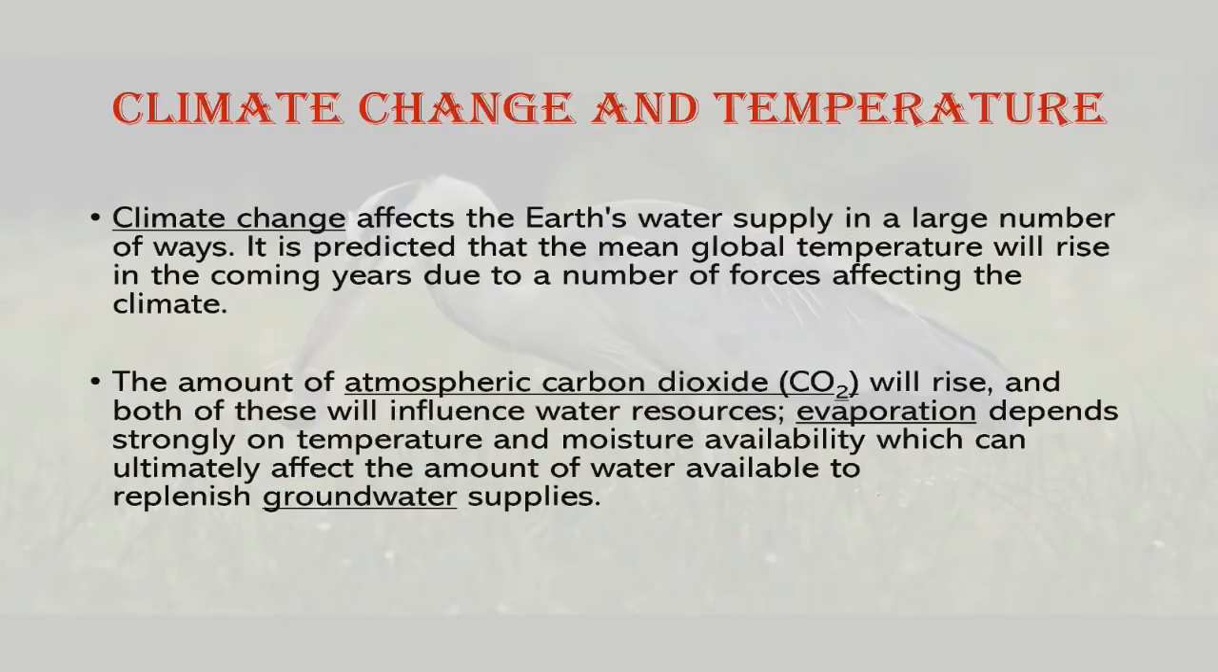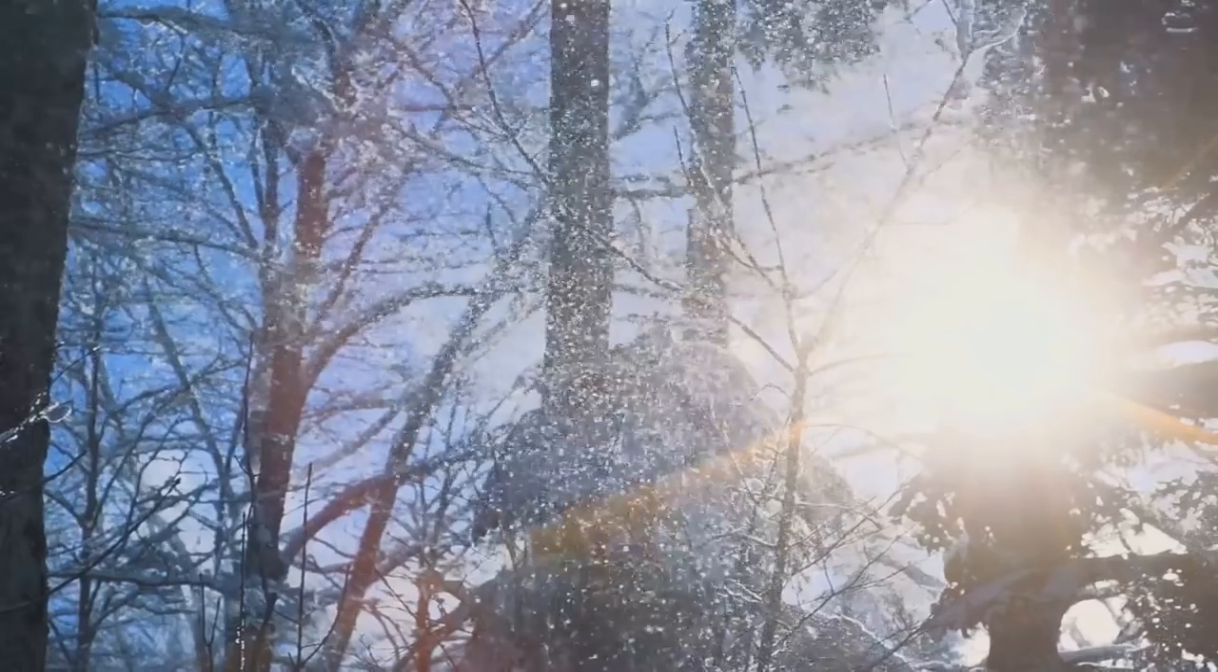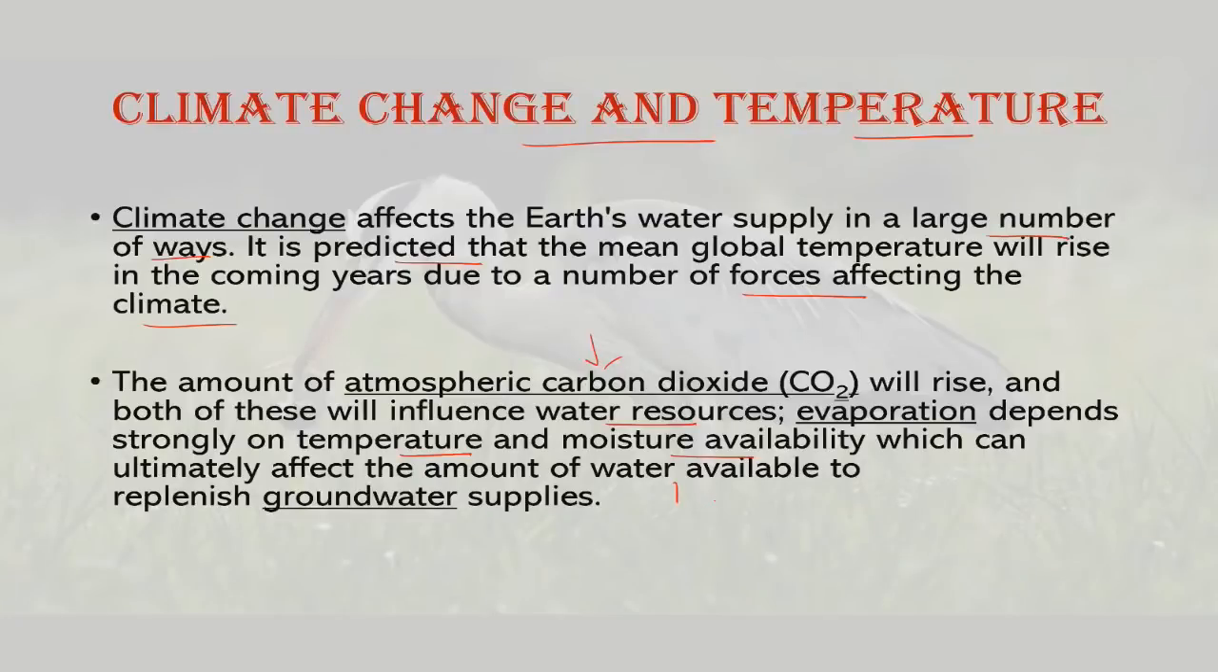Now talking about climate change and temperature. Climate change affects Earth's water supply in a large number of ways. It is predicted that the mean global temperature will rise in the coming years due to a number of forces affecting the climate. The amount of atmospheric carbon dioxide will rise, and both of these will influence water resources on Earth. Evaporation depends strongly on temperature and moisture availability, which can ultimately affect the amount of water that is available to replenish groundwater supplies.